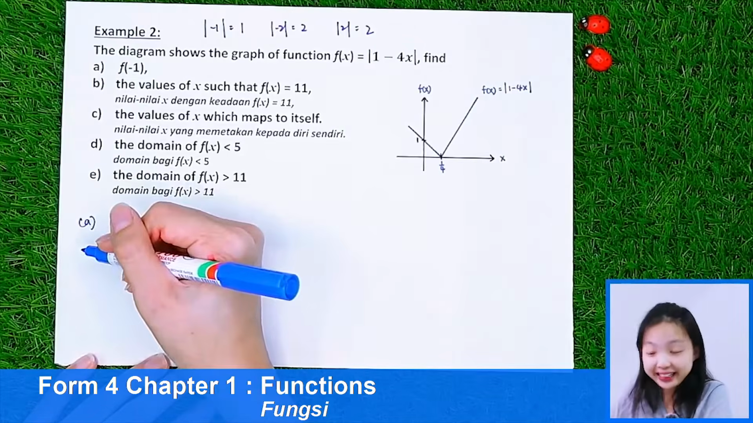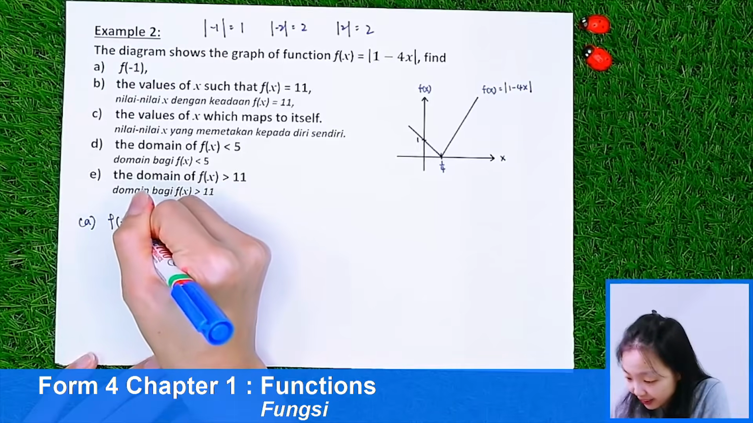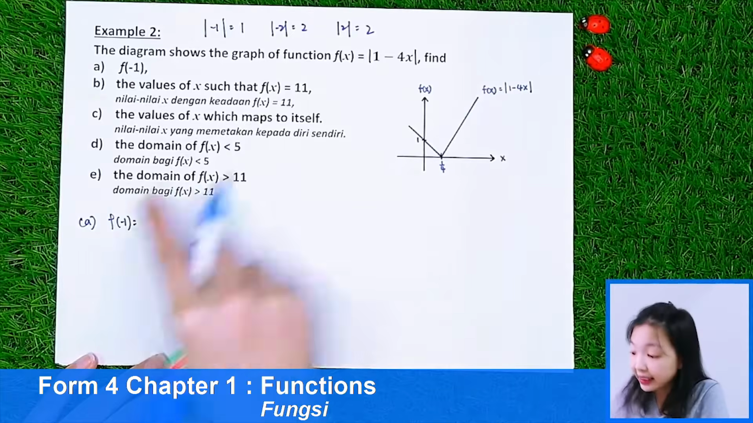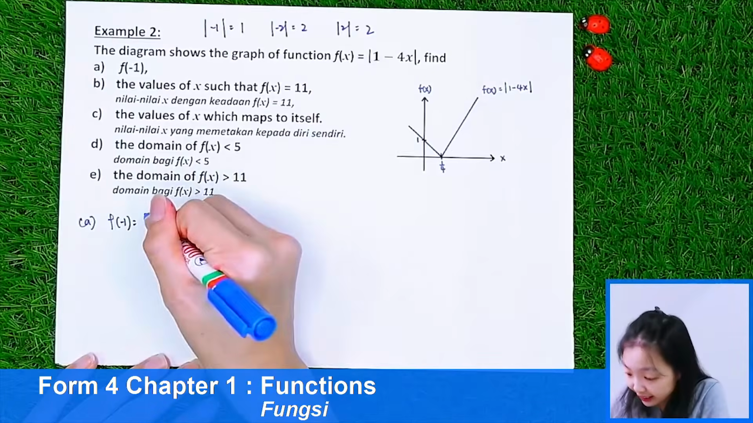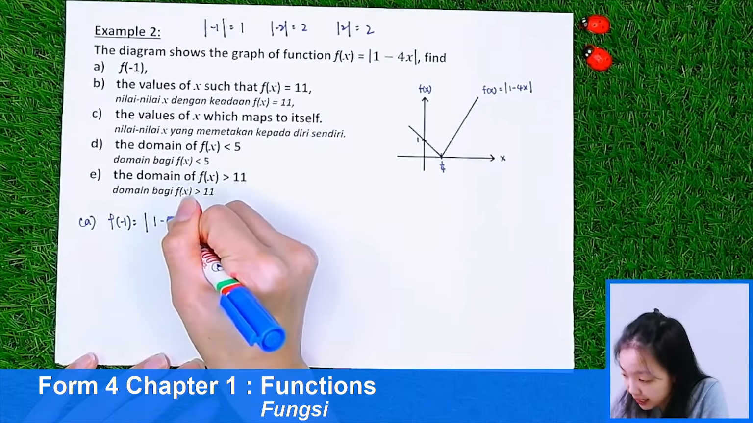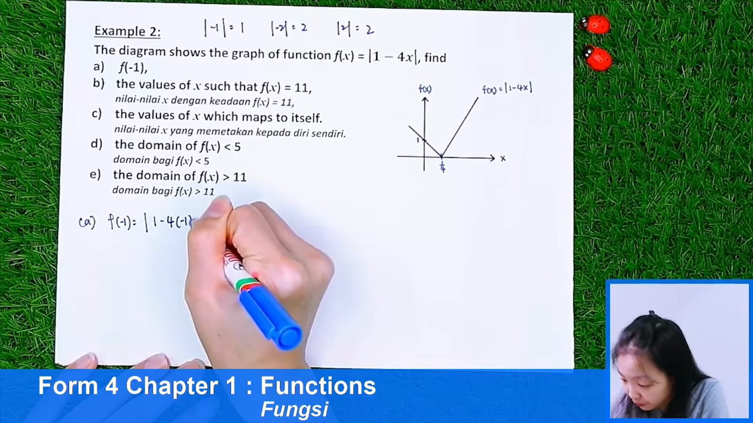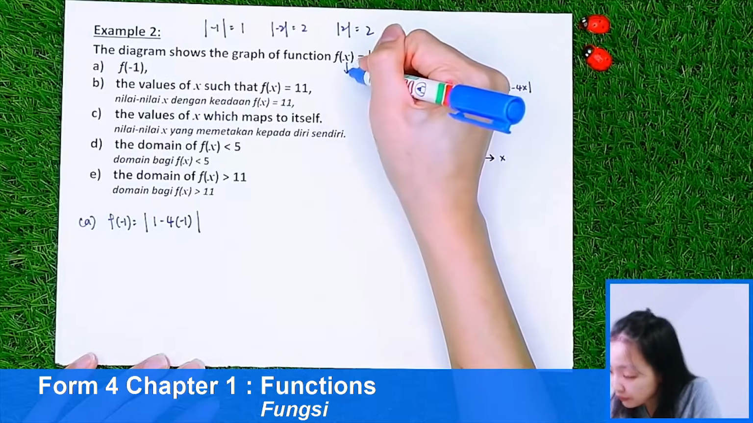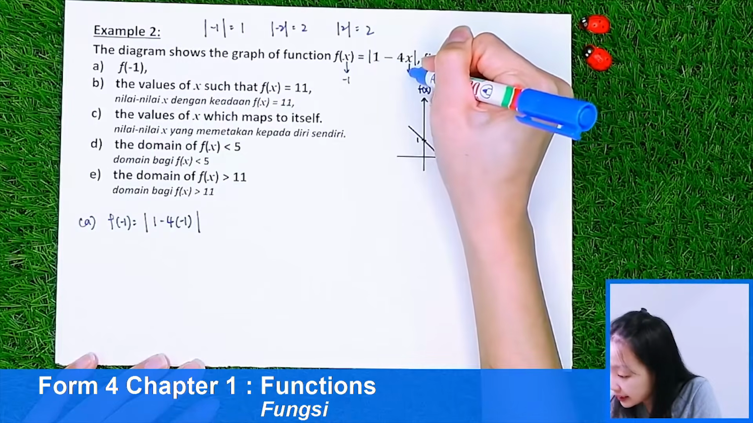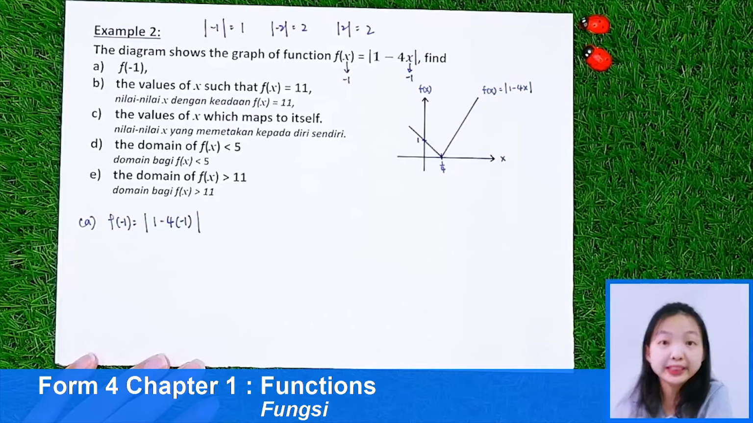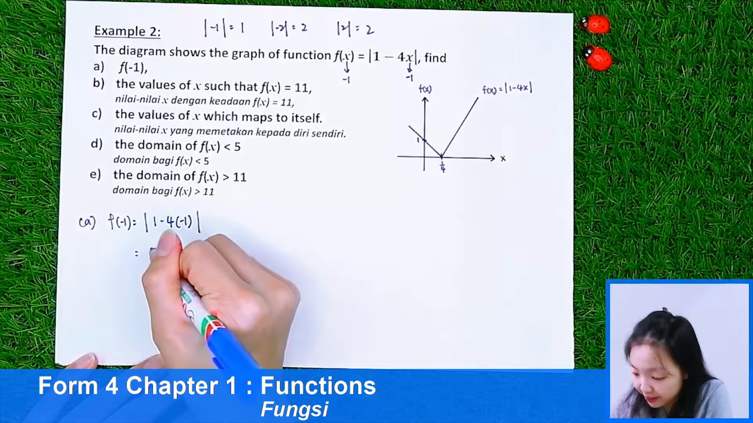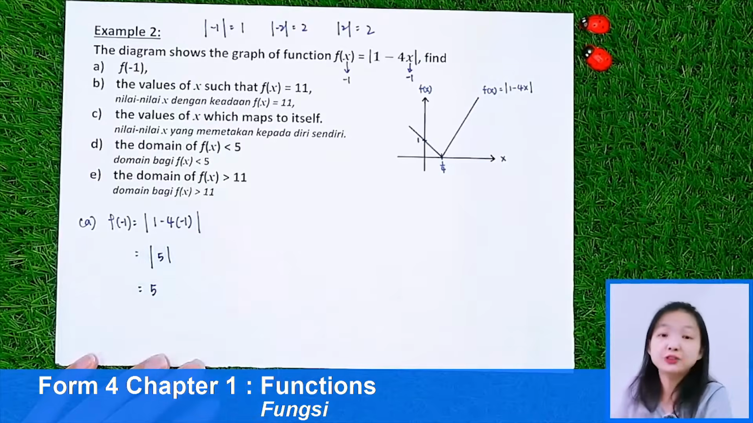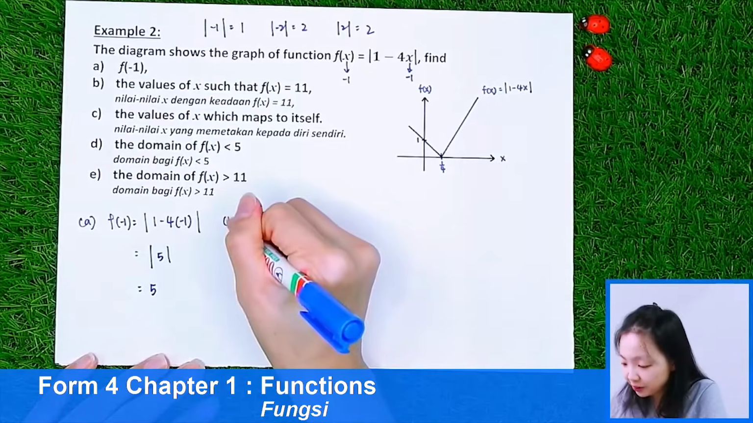Let us proceed to A. f(negative 1). So we substitute x equals negative 1 into the function, okay? The function is the modulus of 1 minus 4 times negative 1. You see that? Here I substitute my x equal to negative 1. So I will get my answer as 5. So my final answer is still 5. Okay, let us go to B.